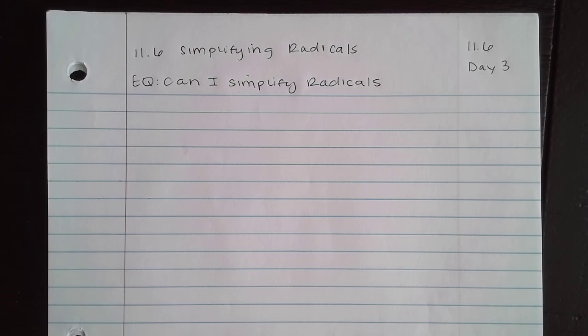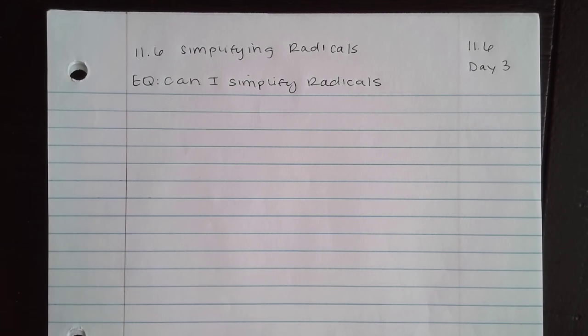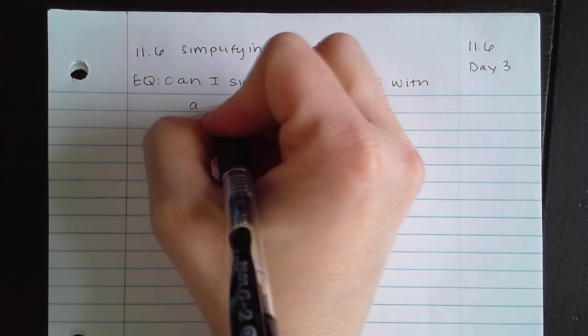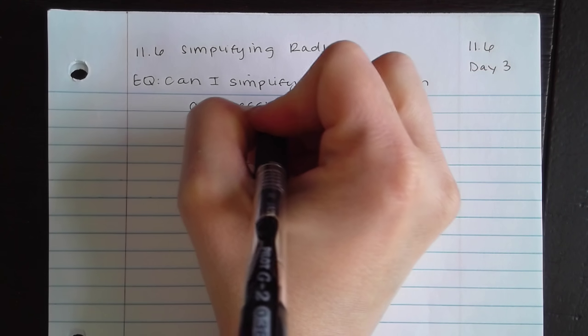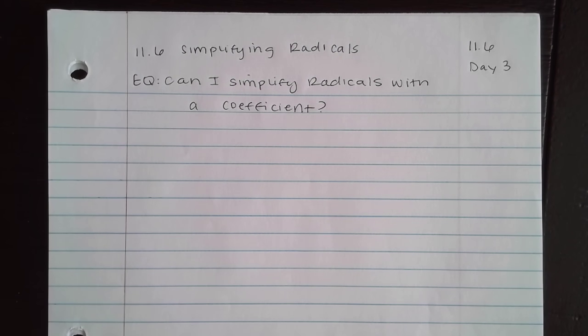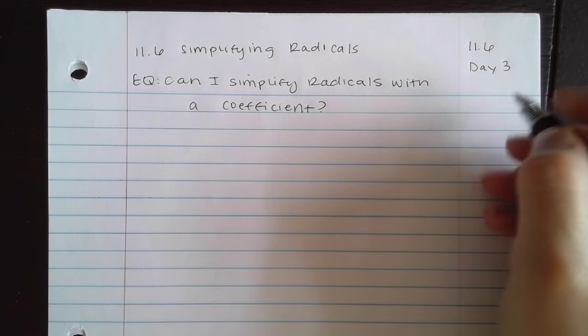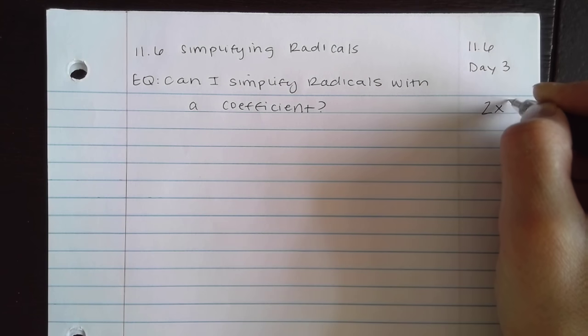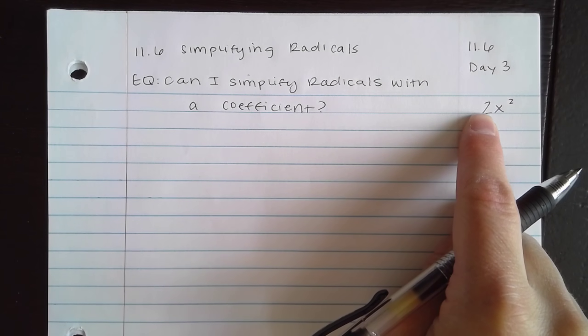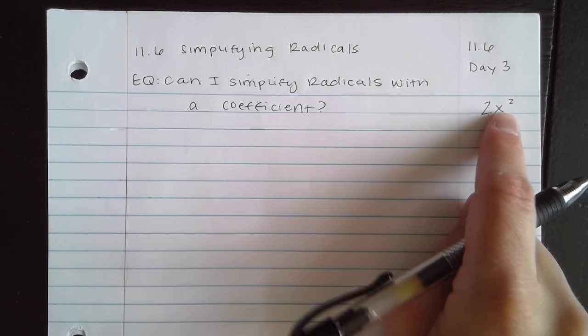And my hope is at this point you'd go, okay, we've done this before. What's going to be new? So we're going to add something onto that essential question. Can I simplify radicals with a coefficient? And hopefully you know what a coefficient is. Normally we see coefficients. I'm going to add a little example over here. If I said 2x squared, the coefficient would be 2. Right? And so the coefficient is a number that's out in front of something.